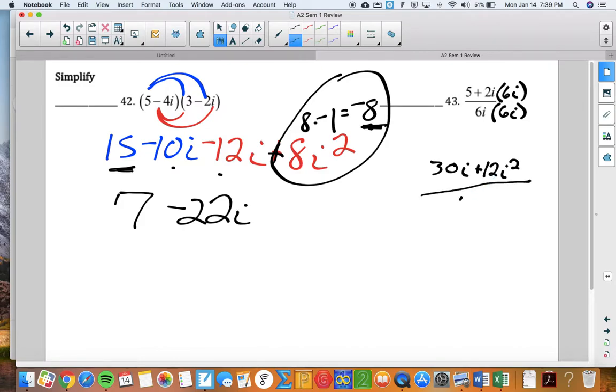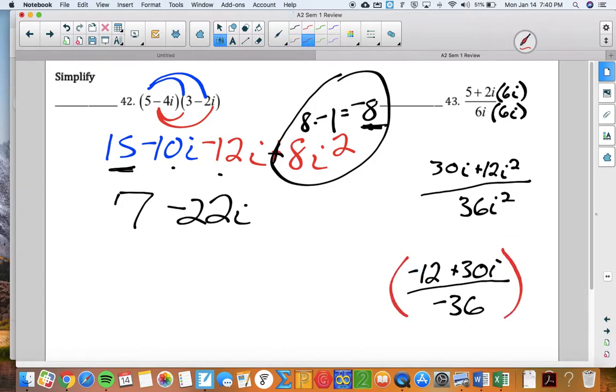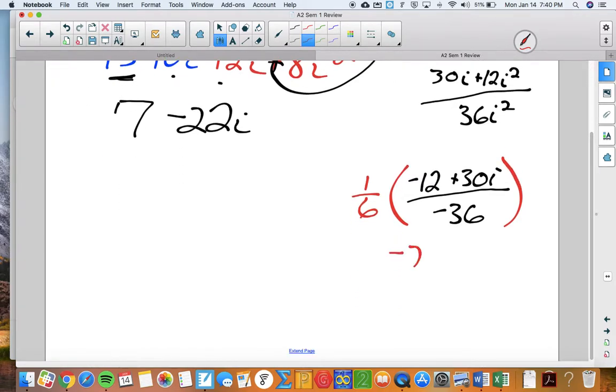On the bottom, you get 36i squared. Here's the beauty. On the bottom, 36i squared is the same as negative 36, because i squared is the same as negative 1. Here, this would also become negative 12, because we have 12 times negative 1, and we get plus 30i. This is a pretty good answer, but really we can divide everything by at least 3, 6. Yeah, so distribute 1/6 through, or divide everything by 6. You get negative 2 plus 5i over negative 6.